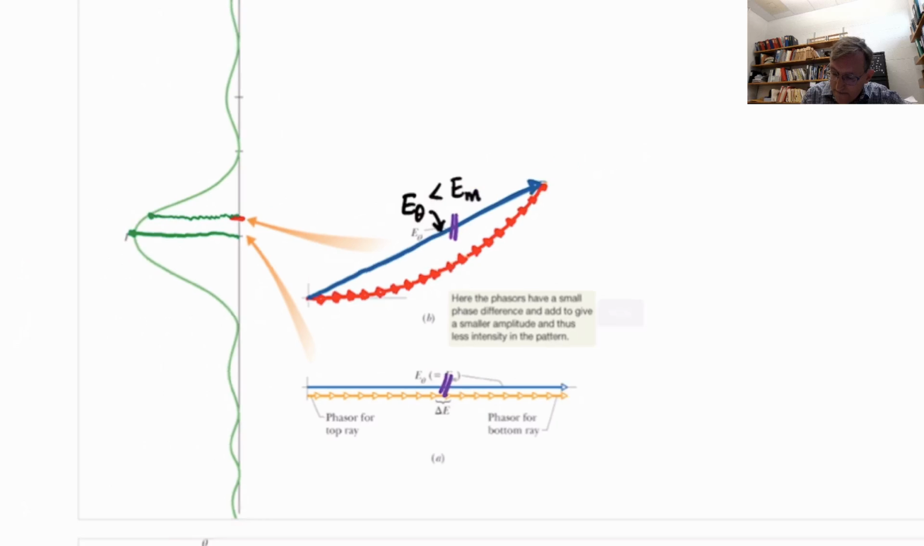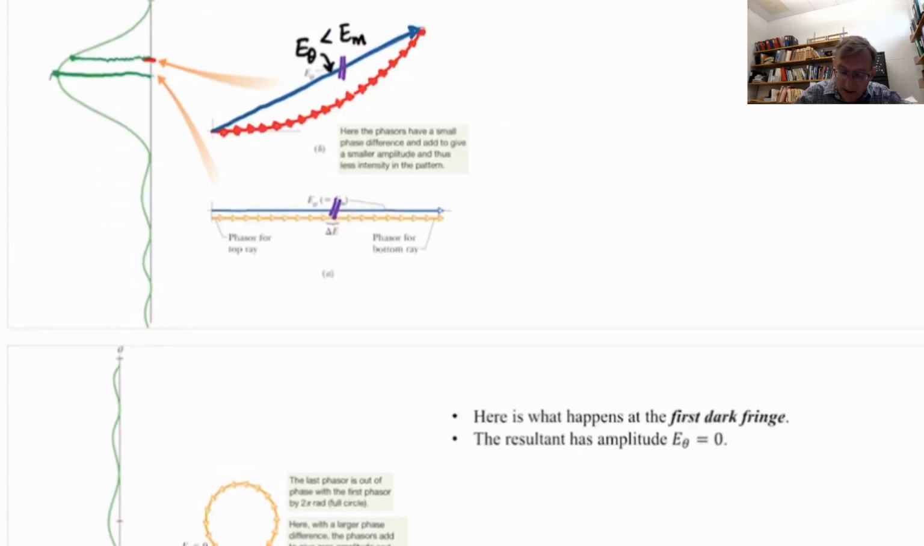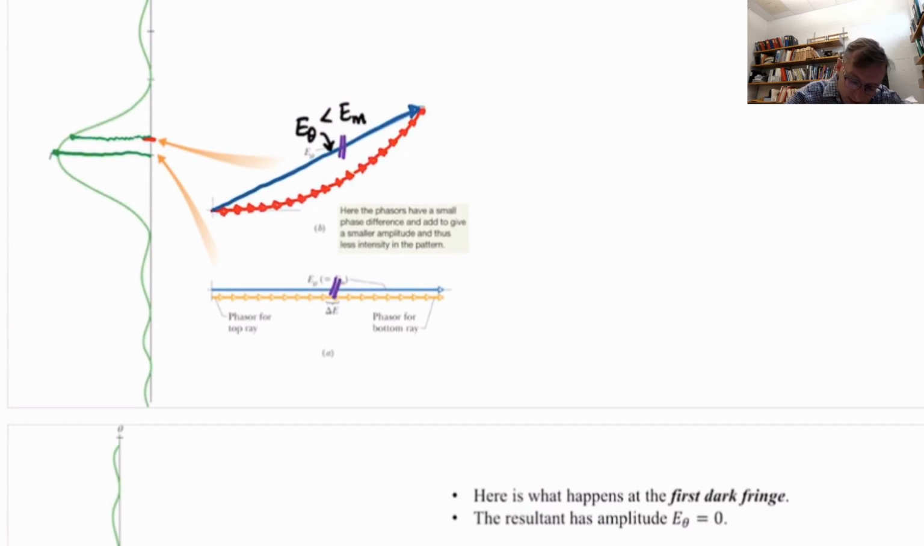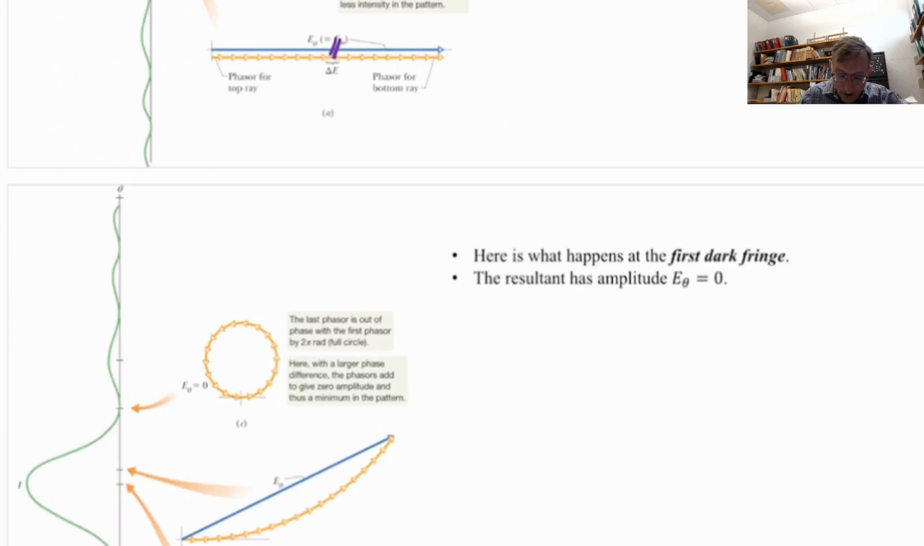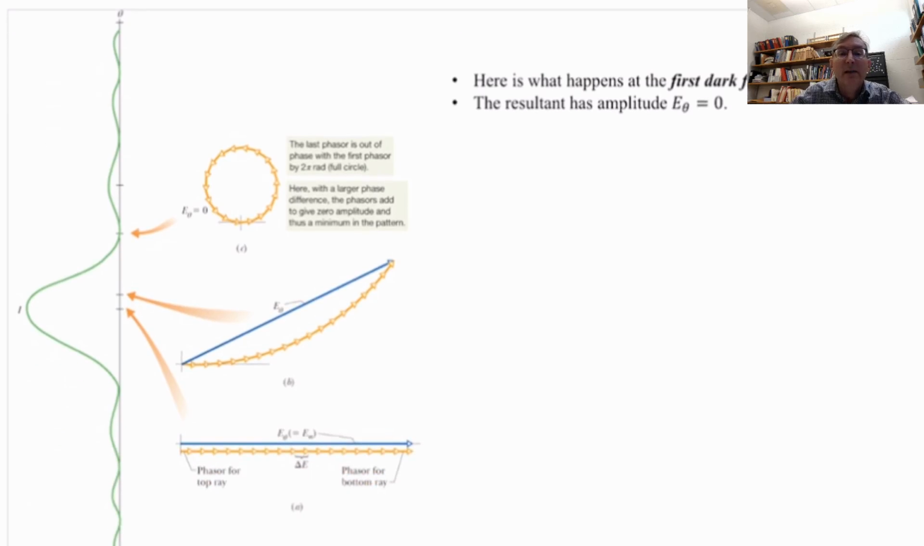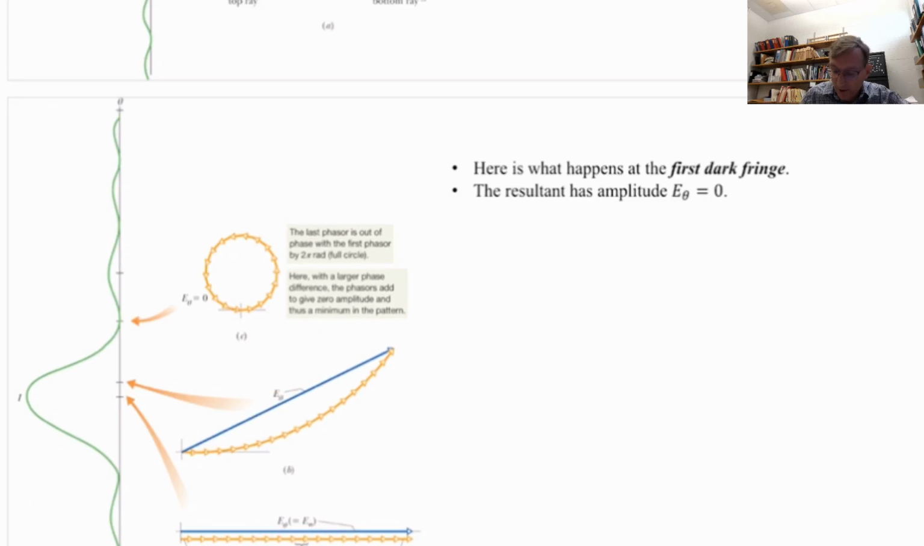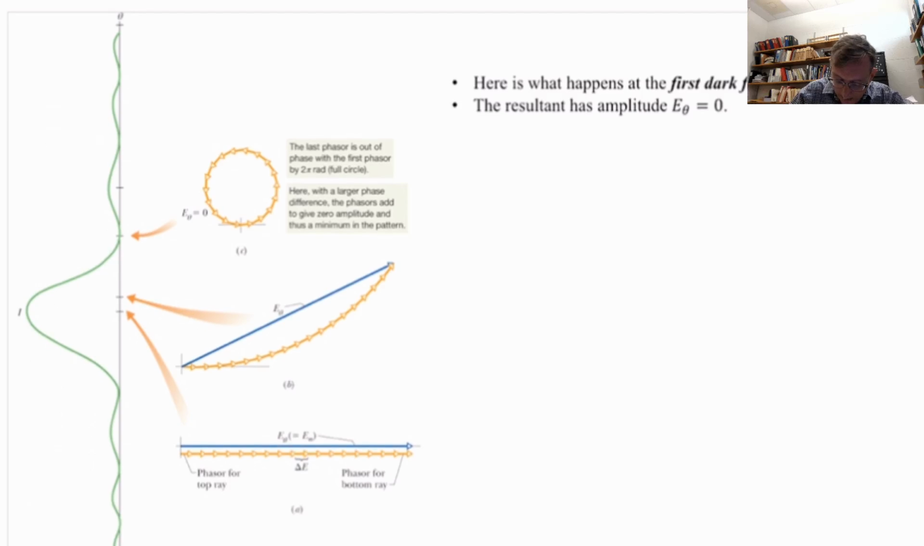Okay? All right, now we're going to consider the point on the screen right here, which is at the first dark fringe, the center of it, the first point of destructive interference. What happens with the phasors there? Okay, so now here's what happens at the first dark fringe. Well, it's actually quite amazing. Now we've gone a little bit farther from the central axis, so the angle theta is a little bit bigger. And the phase difference between adjacent phasors is a little bit bigger.